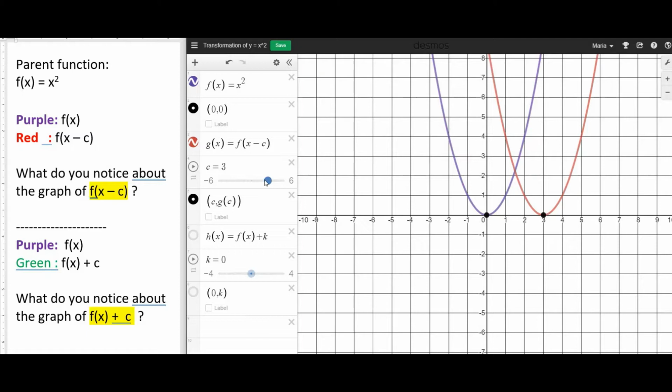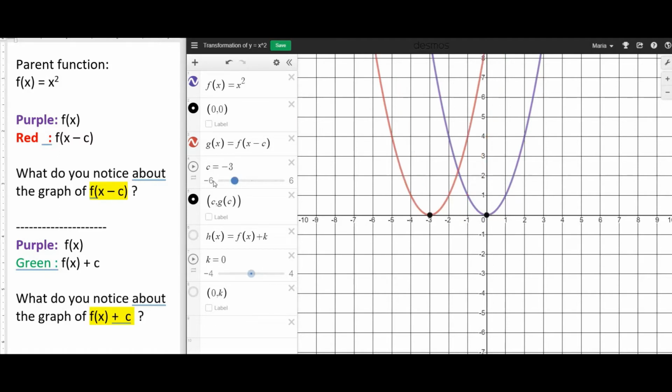But now I'm more interested in what happens when c is negative. So let's go back to the parent graph. Cool. So that is the graph of f of x equals x squared. Now, what would the graph look like if c equals -1? So we have x minus -1. When c is -1, it looks like the graph shifted 1 unit to the left. If c is -2, you guessed it, we shift the graph 2 units to the left, and so forth.